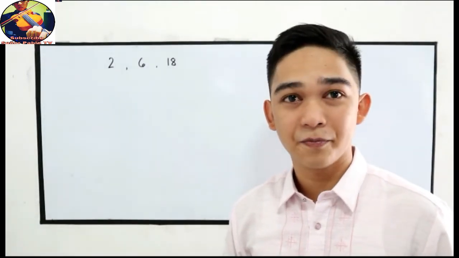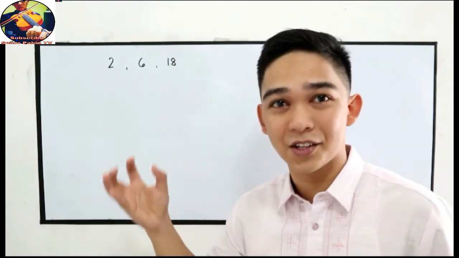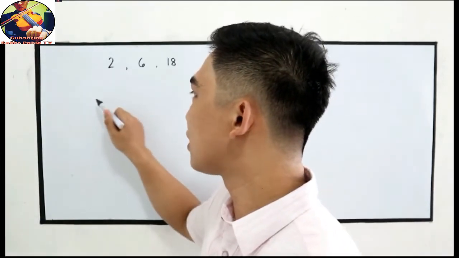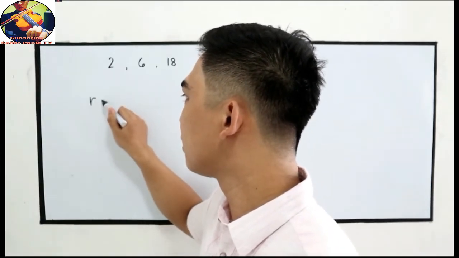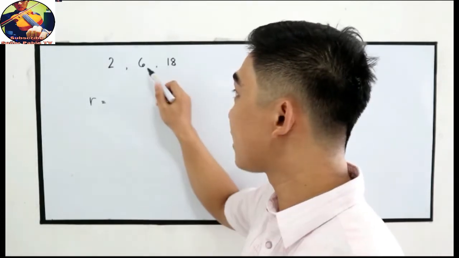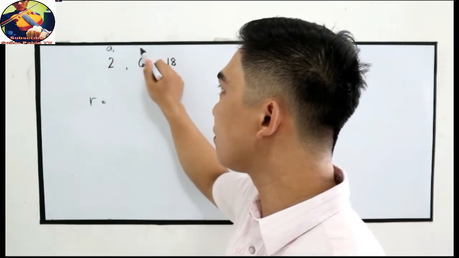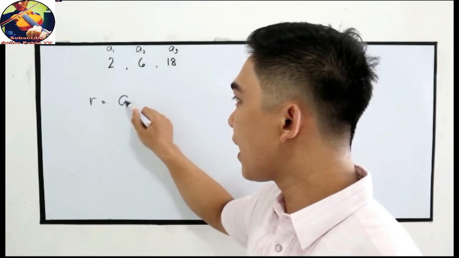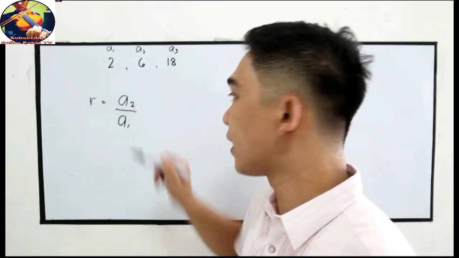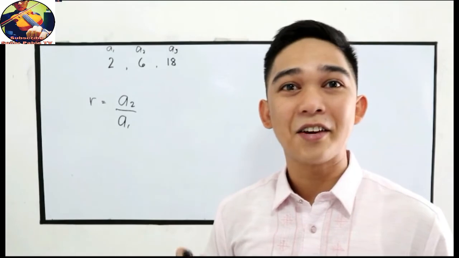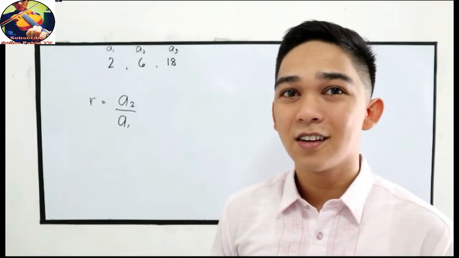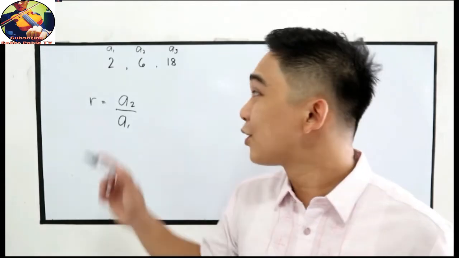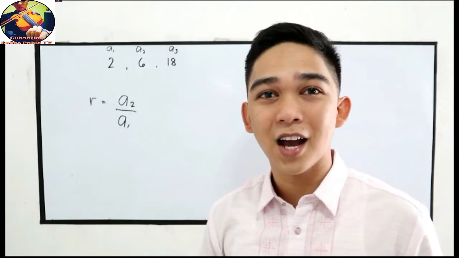Meron tayong fixed number. Kapag minultiply natin, makukuha natin yung next term. Dito, makukuha natin yung common ratio na yon, which is sabihin natin R, common ratio. If we're going to divide the second term, so this is our A1, the first term, A2, and A3. Common ratio, A2 divided by A1. So that means, in arithmetic sequence, makukuha natin yung common difference naman doon by subtraction. Dito naman, kay common ratio, makukuha natin siya by division.